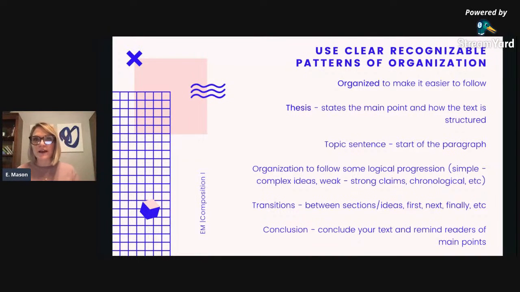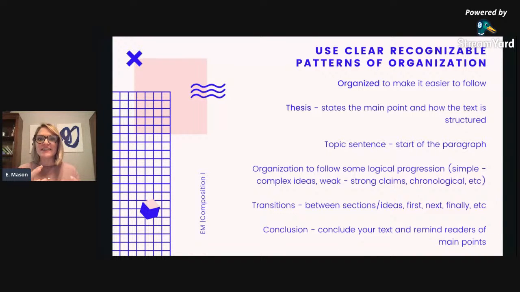Next one is organization. The reader expects the paper to be organized in such a way that it follows some sort of logical progression. Depending on what the topic is and what your information is, that will vary, but it could be going from simple to complex ideas, or starting with weak claims and then progressing to stronger claims, or it could be a chronological progression. As long as there is some kind of rhyme or reason, some kind of logical progression, then that is what I'm talking about there.